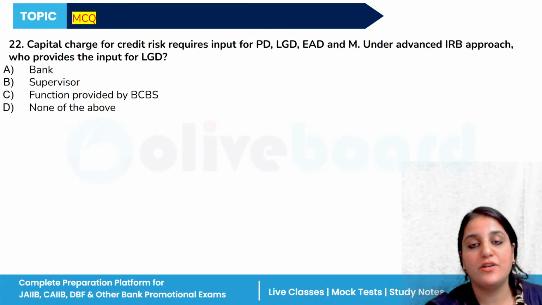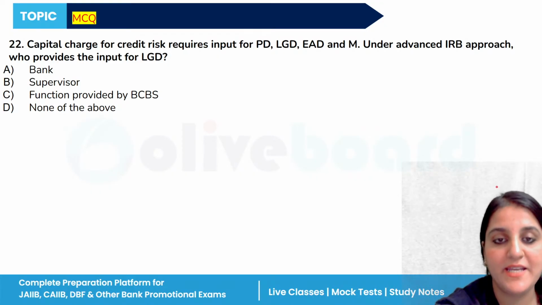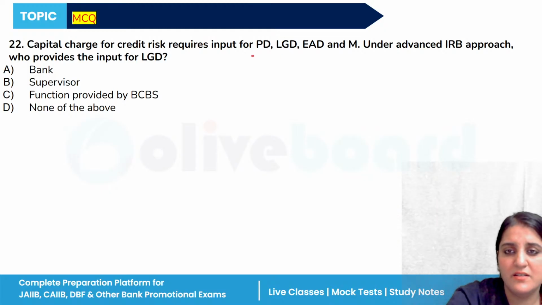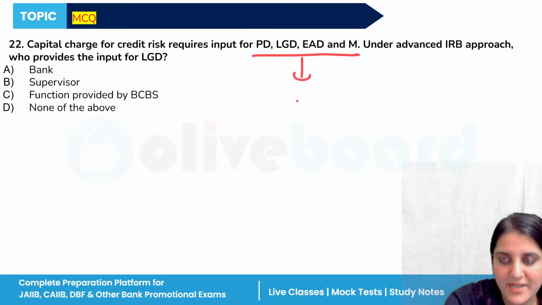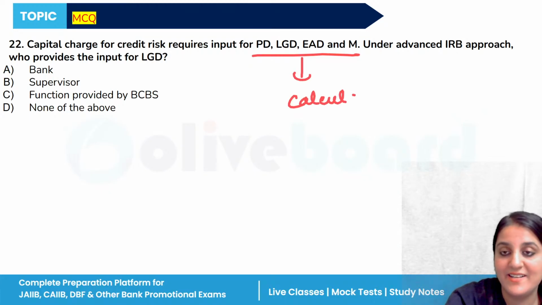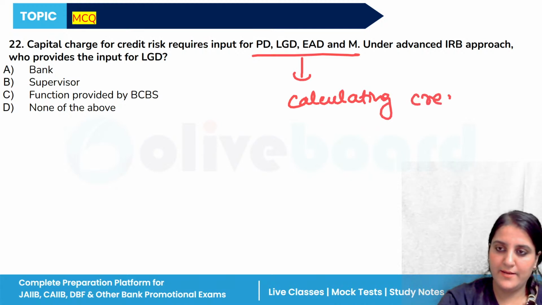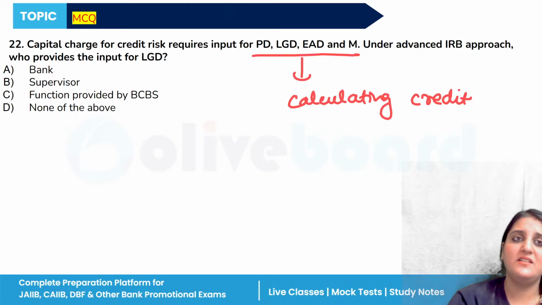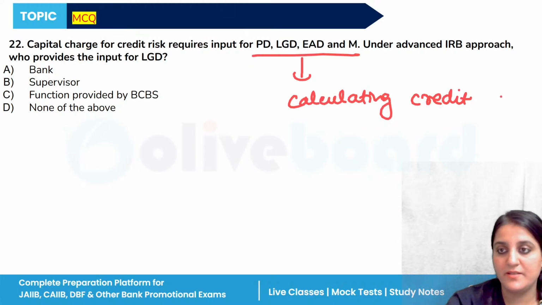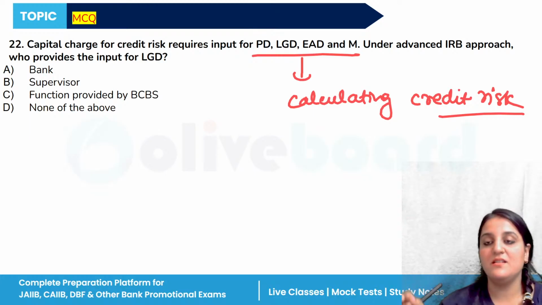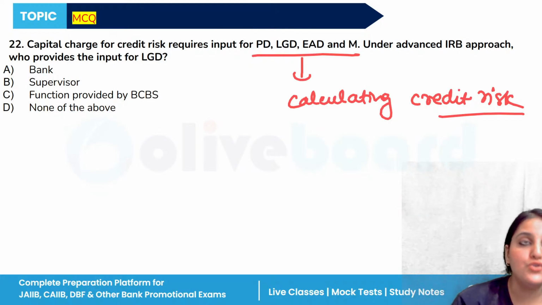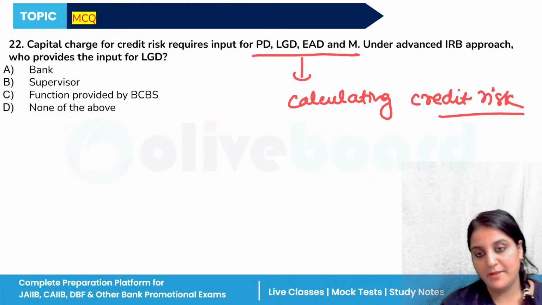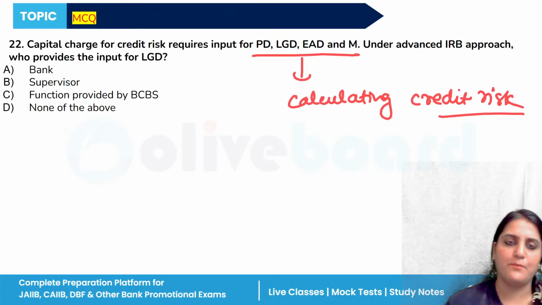Now, capital charge for credit risk requires input for PD, LGD, EAD, and M. These are the four key components used in calculating credit risk, and they are used to determine the capital requirements the bank must hold to cover potential losses from loans and other types of credit exposures.